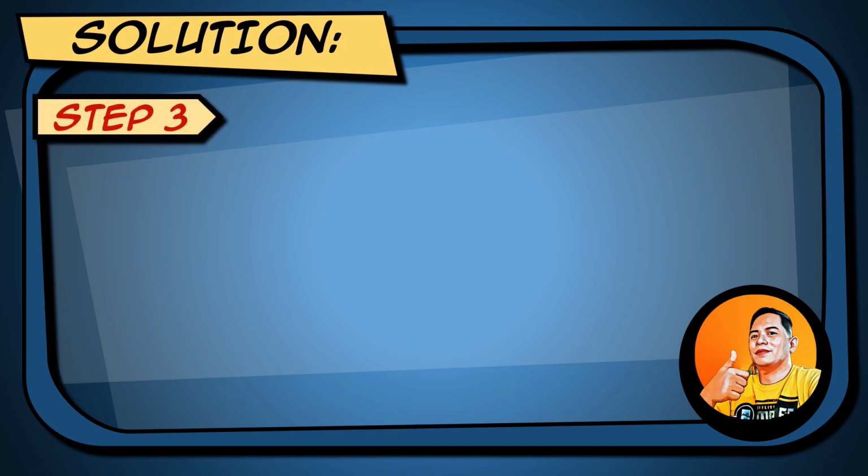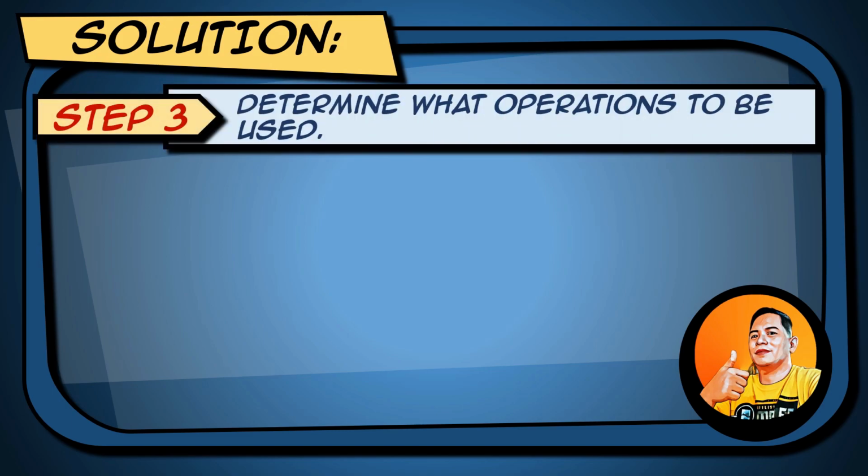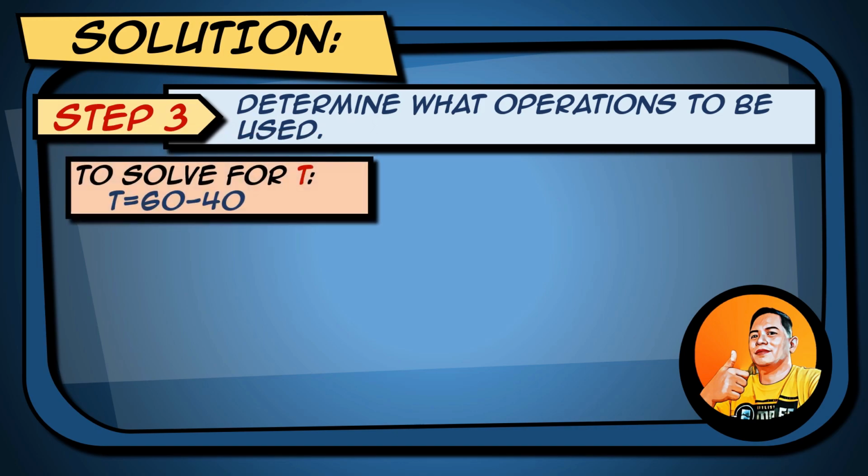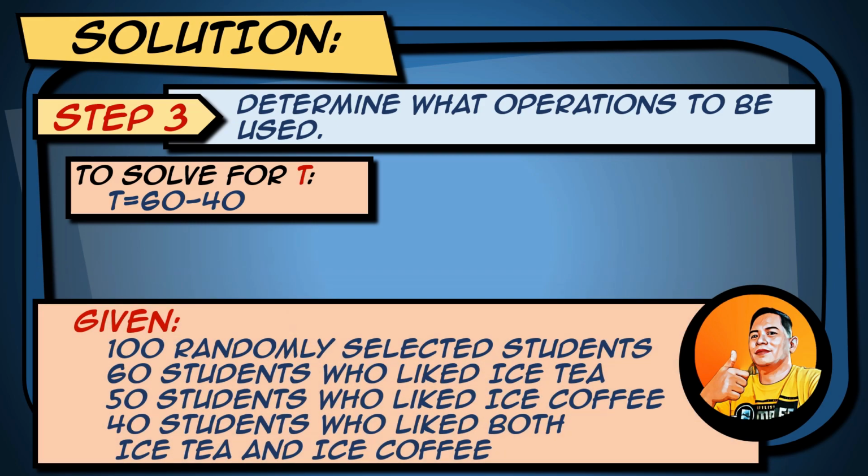And now let's move on to step number 3, determine what operations to be used. So to solve for T, T equals 60 minus 40. What are 60 and 40? So let's go back to the given. 60 are the students who like iced tea, and 40 are those students who like both iced tea and iced coffee. So we will just subtract the number of students who both like iced tea and iced coffee from the total number of students who like iced tea.